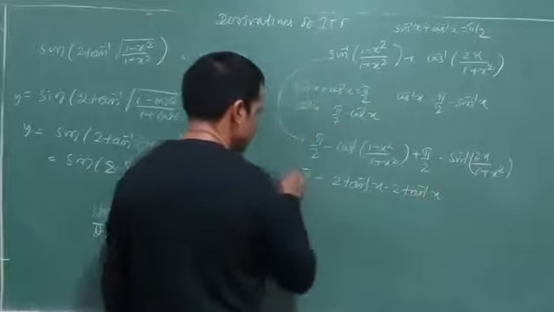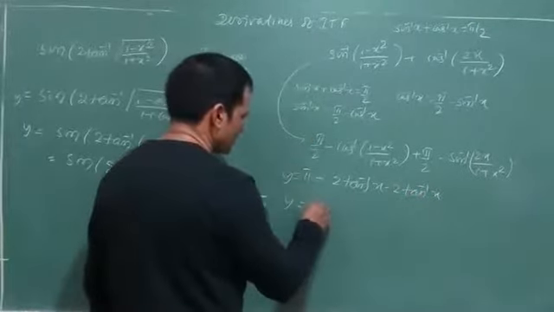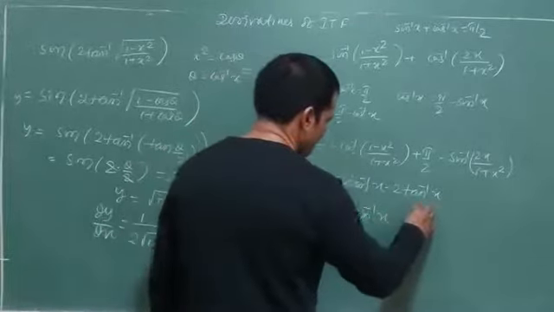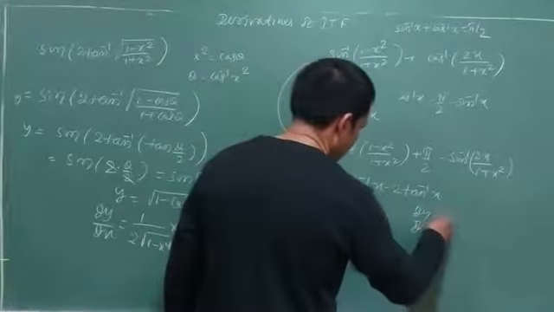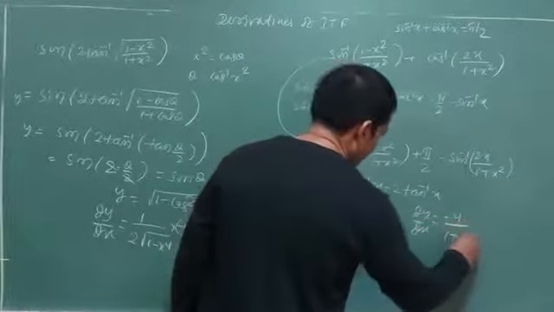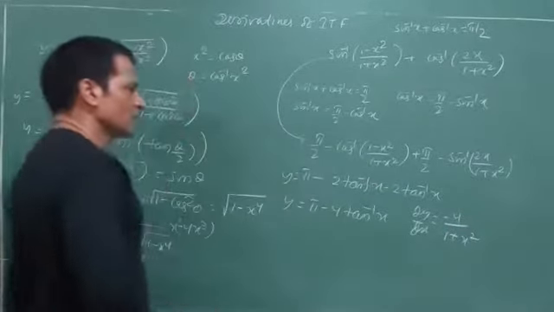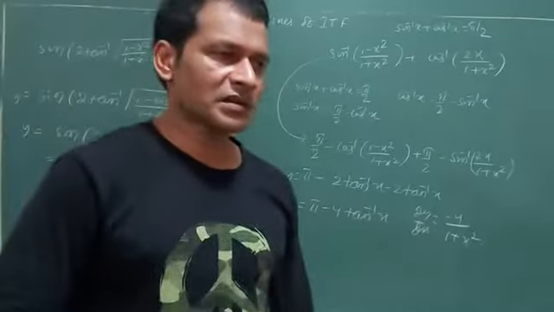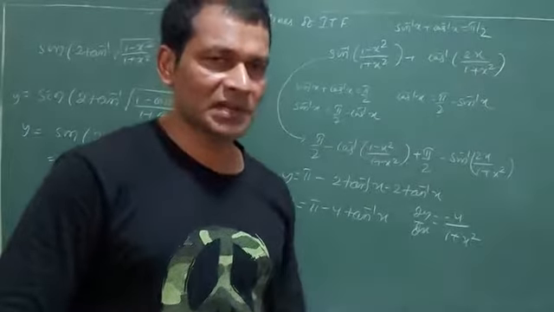So now y becomes pi minus 4 tan inverse x. dy by dx is equal to minus 4 by 1 plus x square. That's all. So you have to be very alert with the formulas. You have to be smart. All the formulas you must write and practice properly.